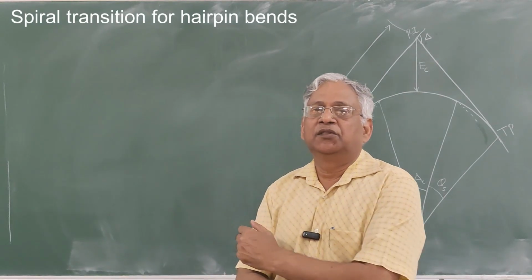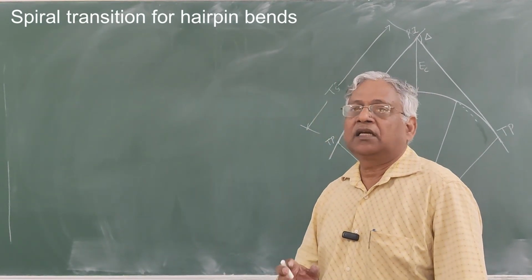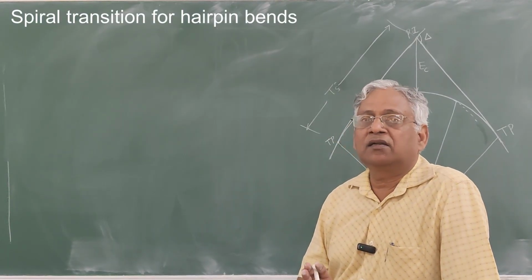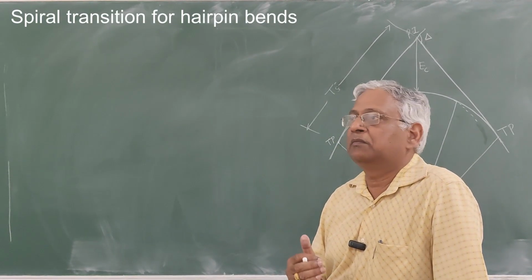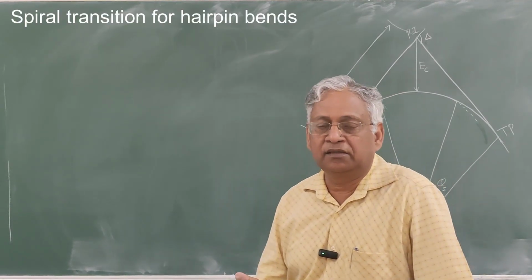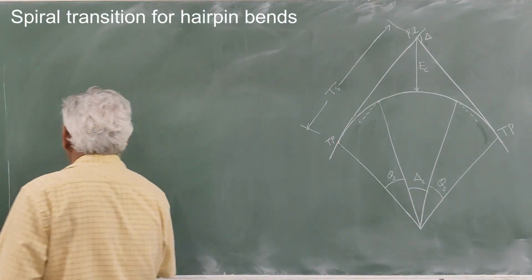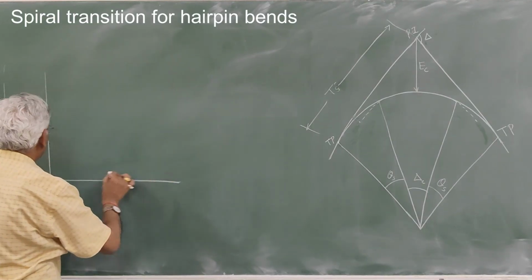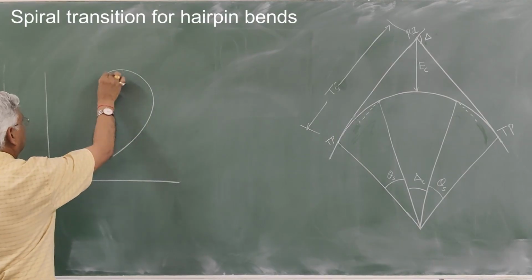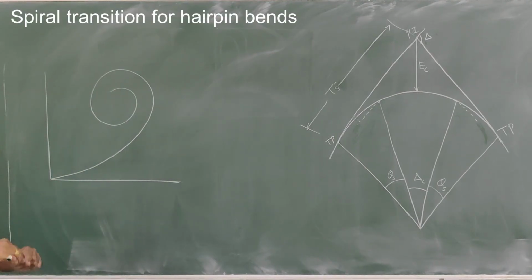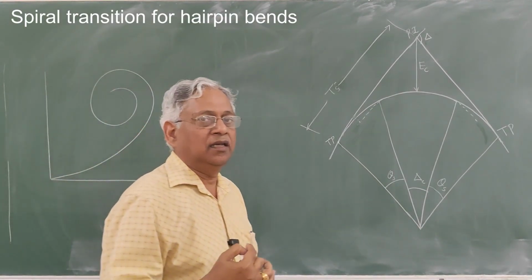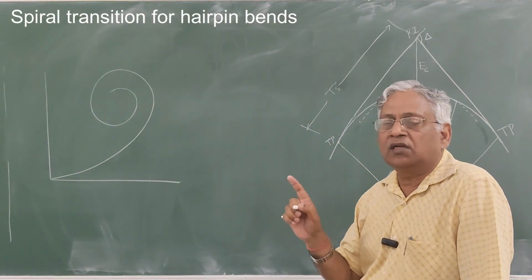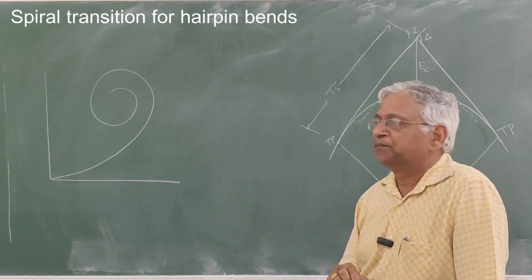Hello friends, today we will be discussing transition curves, and particularly the spiral transition curve. As you know, there are several forms of transition curve. It can be a Bernoulli curve, a Leibniz curve, but the most popular is the spiral curve. The basic property of a spiral curve is that the radius reduces in proportion to the length, and that is the curve which satisfies almost all conditions of an ideal transition.